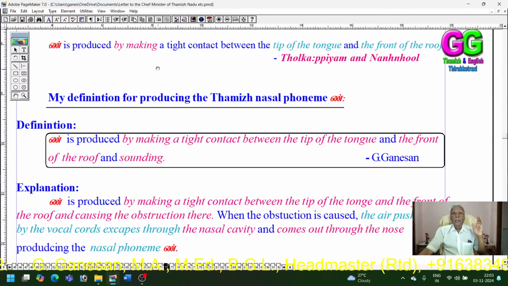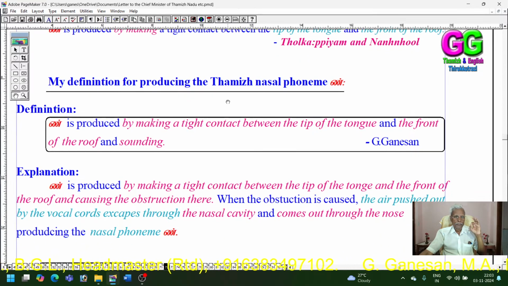Now, let us see my definition. My definition for producing the Tamil nasal phoneme ன: ன is produced by making a tight contact between the tip of the tongue and the front of the roof and sounding.